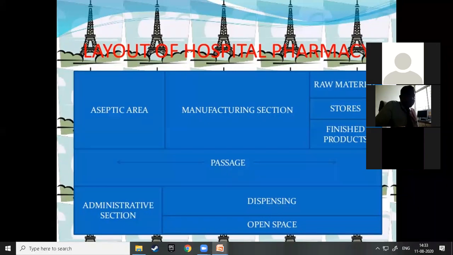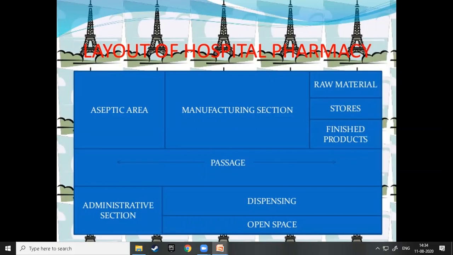Completed? Did you note it down? No, sir. Please draw this diagram. It is very important. It comes for 4 or 5 marks in the RGPV examination. Okay, complete. Yes, sir.